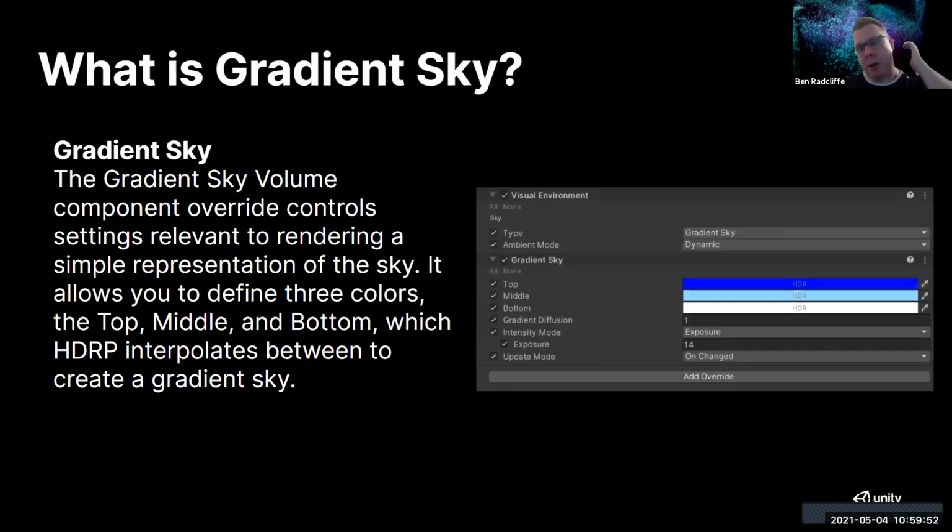Then there's a gradient sky, which is really simple. It's just three colors, and then the gradation effect between the three colors. I use this all the time if I'm doing a look dev turntable and I want something clean and presentation. I did it just this weekend where I had a dark to light fade.